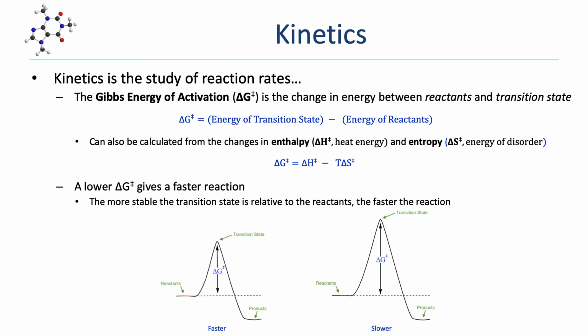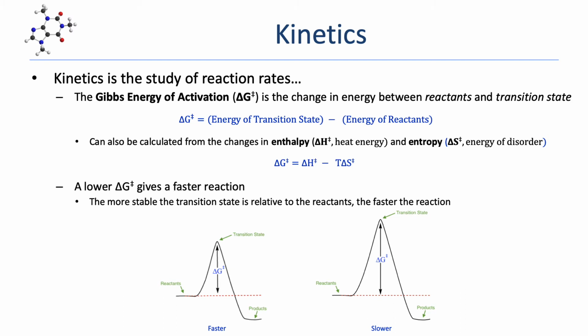Regardless of how it's calculated, a lower delta G double dagger gives a faster reaction. In other words, the more stable the transition state is relative to the reactants, the faster the reaction will be. So here I have two free energy diagrams depicting a relatively fast and a relatively slow reaction. In the faster reaction, you can see that the energy difference between the reactants and the transition state is smaller than in the slower reaction.